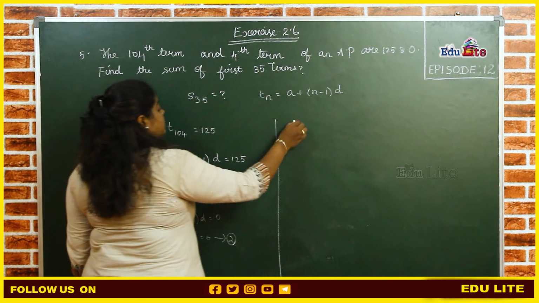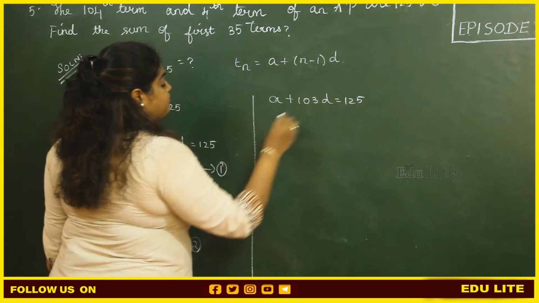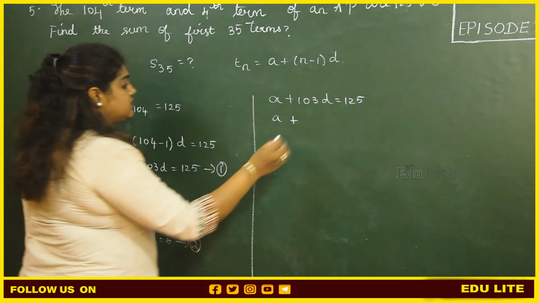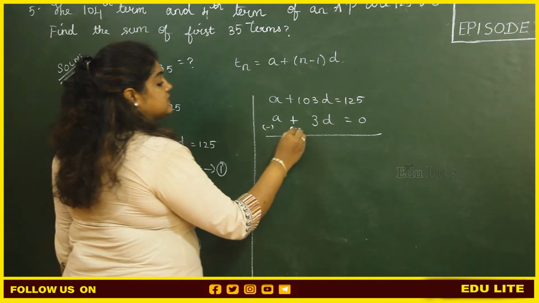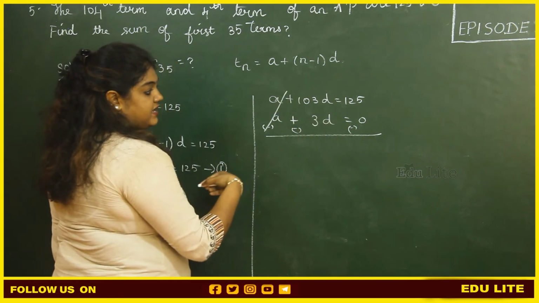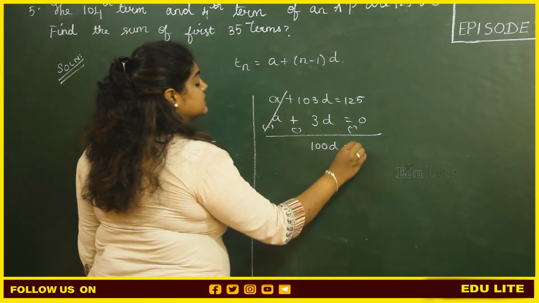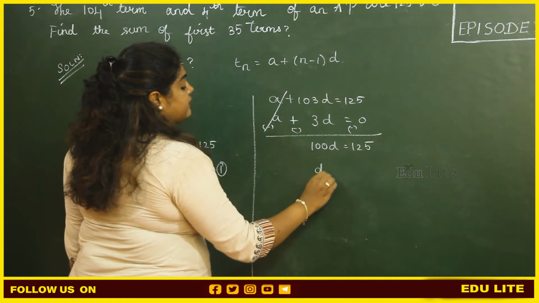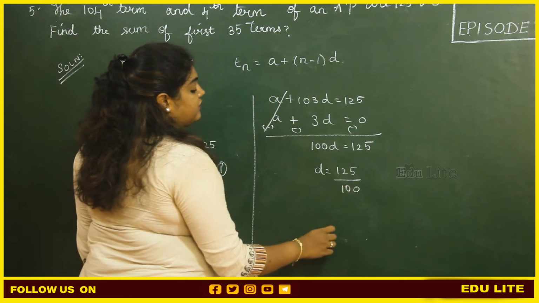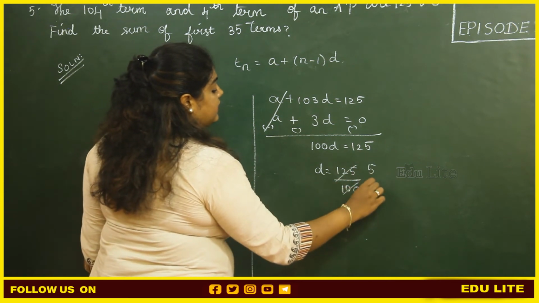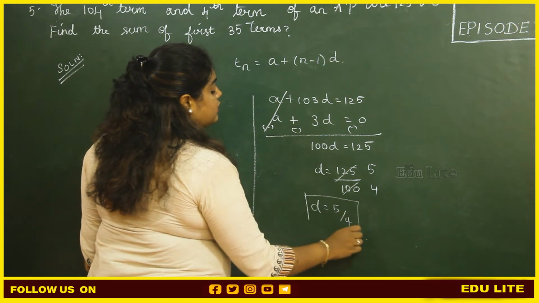So A plus 103D equals 125, and A plus 3D equals 0. Let us change the signs. Minus, minus, minus, and A minus A will get cancelled. 103 minus 3 will give me 100D, which equals 125. Therefore D equals 125 divided by 100. In 25 tables it will go to 5 by 4. Therefore D equals 5 by 4. Thus we got the value of D.